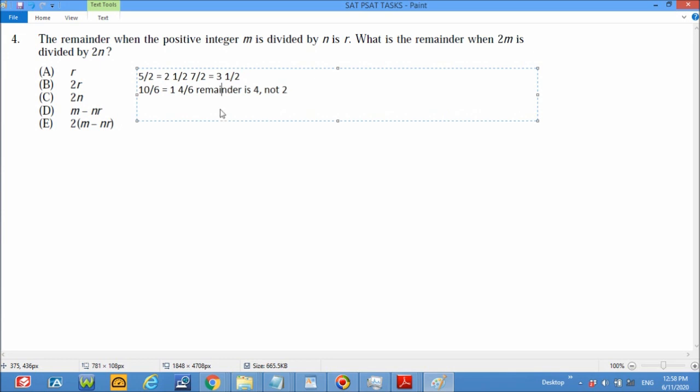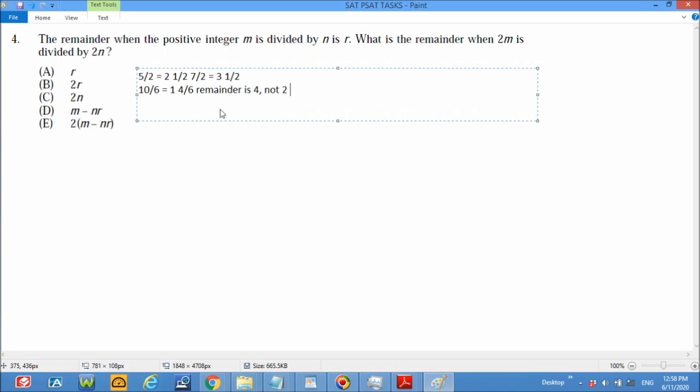Why do I write 4 and not 2? Because, for example, and this is the question of this task, and I will give a hint how to solve it. This task can be solved in two ways: the general way and by substitution, and you will find it.